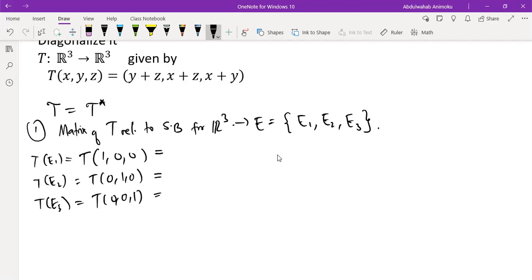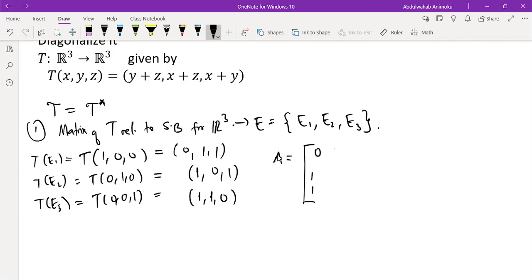Okay, good. So let's just go into it now. T of (1, 0, 0) is basically (0, 1, 1). T of (0, 1, 0) is just basically when y is 1 and the rest are 0, so we have this. And finally, T of (0, 0, 1), when z is 1 and the rest are 0, is this. Now, the matrix of this relative to the standard basis will just be writing these as column vectors for this matrix, right? So the second one will be the second column here, which is (1, 0, 1), and the third one will be (1, 1, 0). So this is the matrix of the transformation T relative to the standard basis.